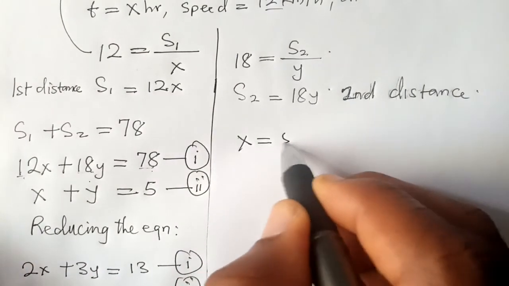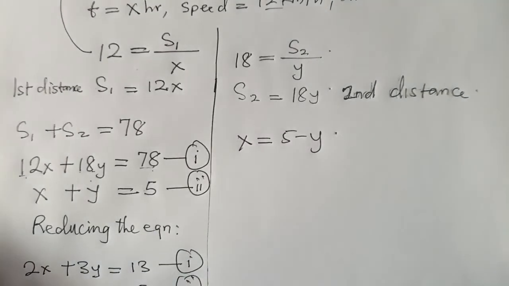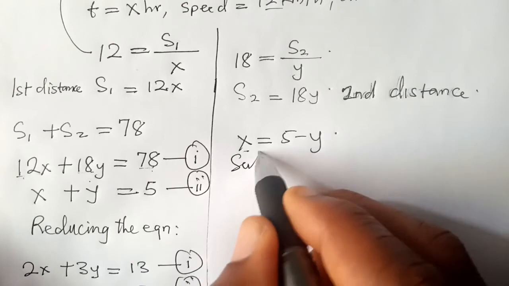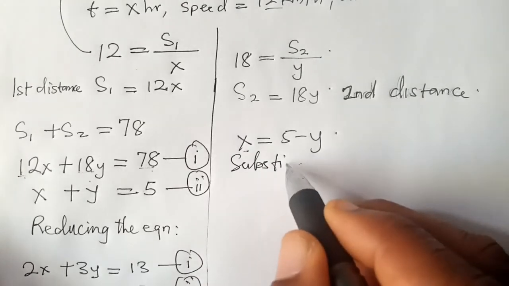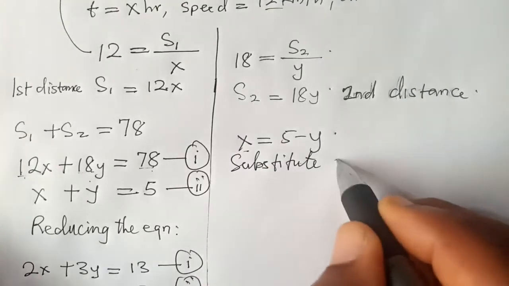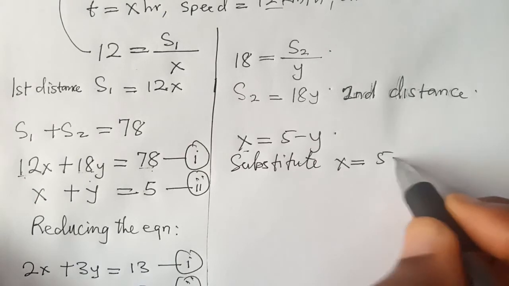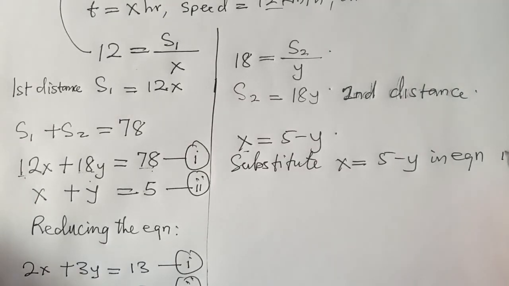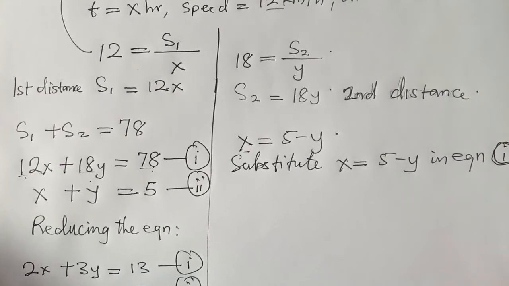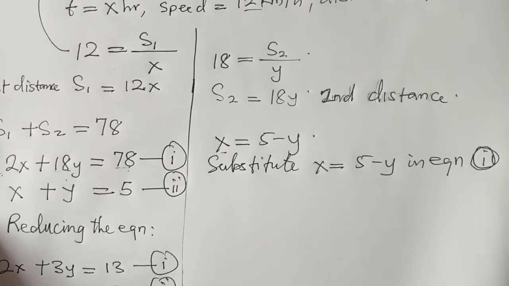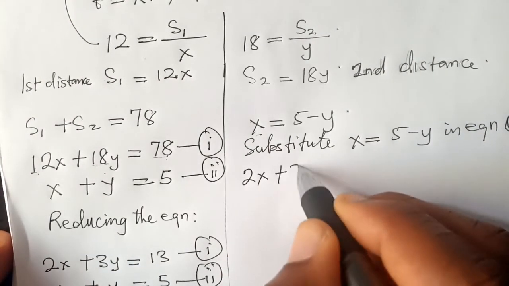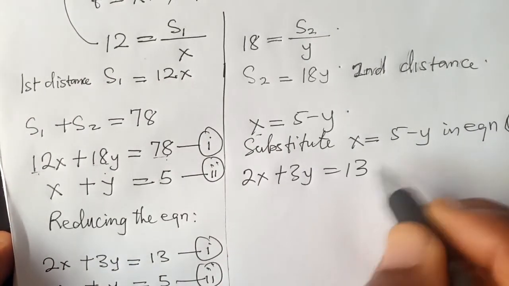So I want to make x the subject of the formula in equation 2. That becomes x equals 5 minus y. So I'm going to substitute x equals 5 minus y in equation 1, so that I will have one letter left. So this is equation 1.